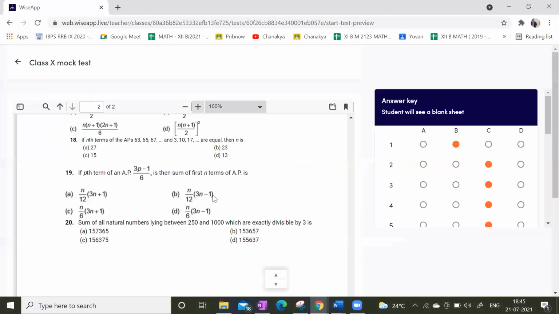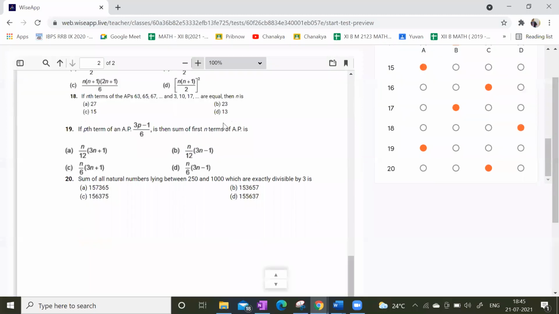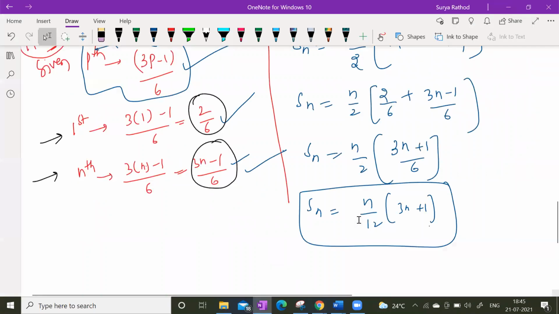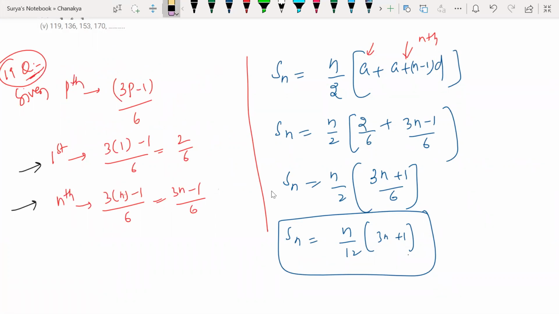Look here. We took the pth term as A and we took the nth term as L. Option A is correct. L is the last term. The last term is the nth term, isn't it? This is the nth term, this is the first term A.